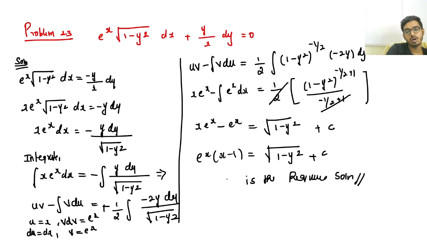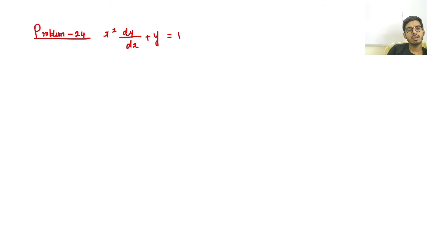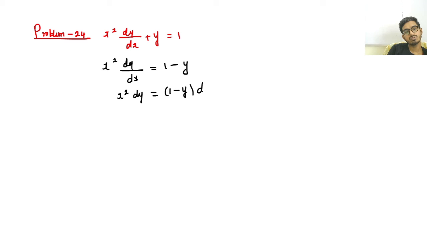So we move on to the 24th problem. Solve x square dy by dx plus y is equal to 1. So x square dy by dx is equal to 1 minus y. So we have x square dy is equal to (1 minus y) dx. You just separate the y and x terms. So we will have dy divided by 1 minus y, and here we have dx divided by x square.